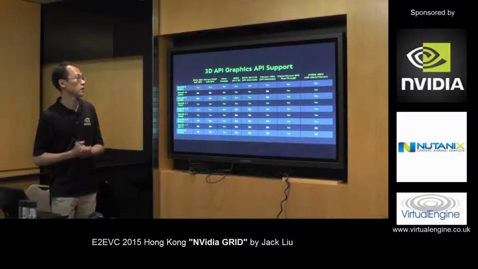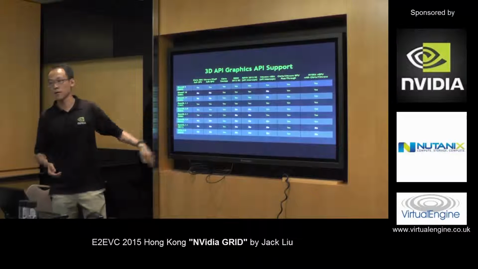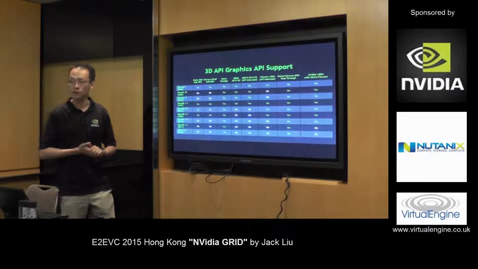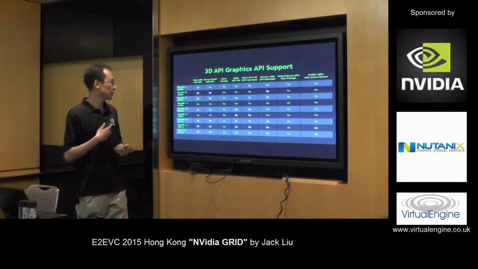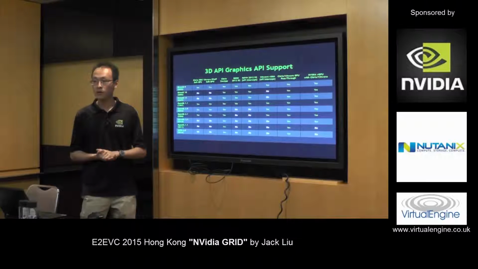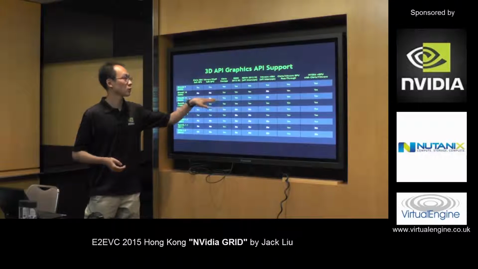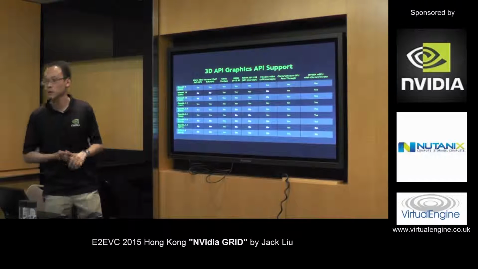Here's a list of the current VDI solutions and all the API versions they support. Just look at what a certain application requires, like X11, and you can find out which solution you have to use. Otherwise, they won't support it and won't accelerate it.